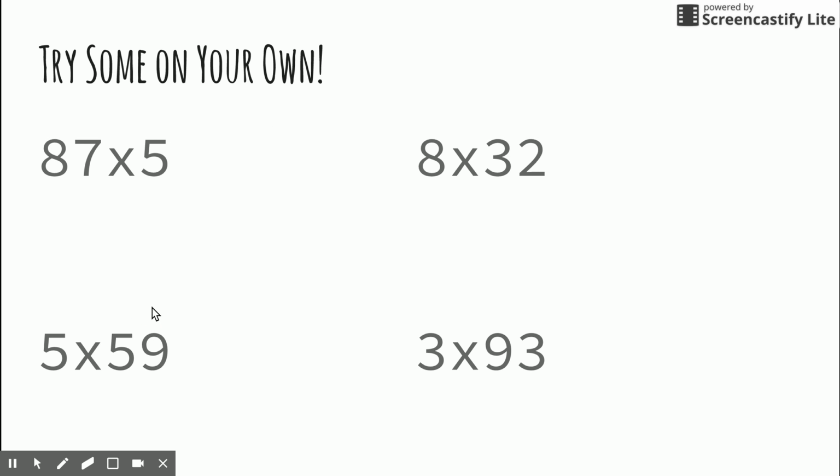So try some on your own. Pause the video, take out a pencil and paper, try out these 2, 3, 4 examples, just to give it a shot and have a sense of what your students are doing as they use the area model. And you'll find that it could be a lot of fun.